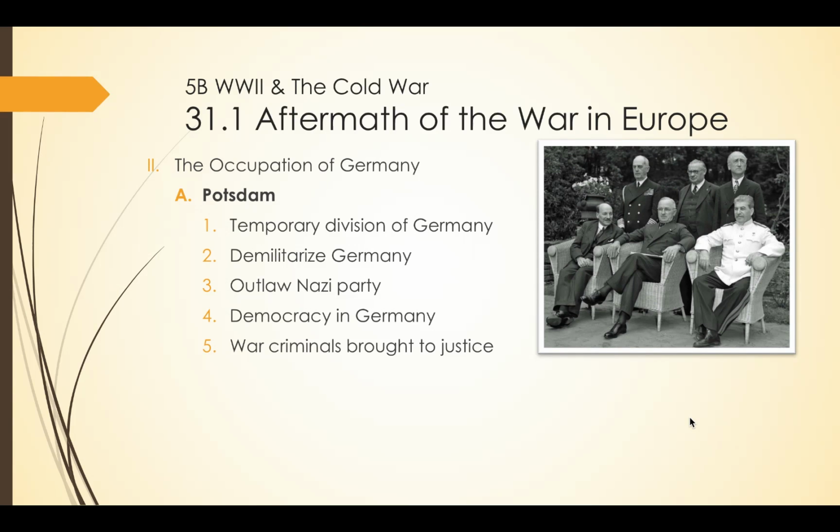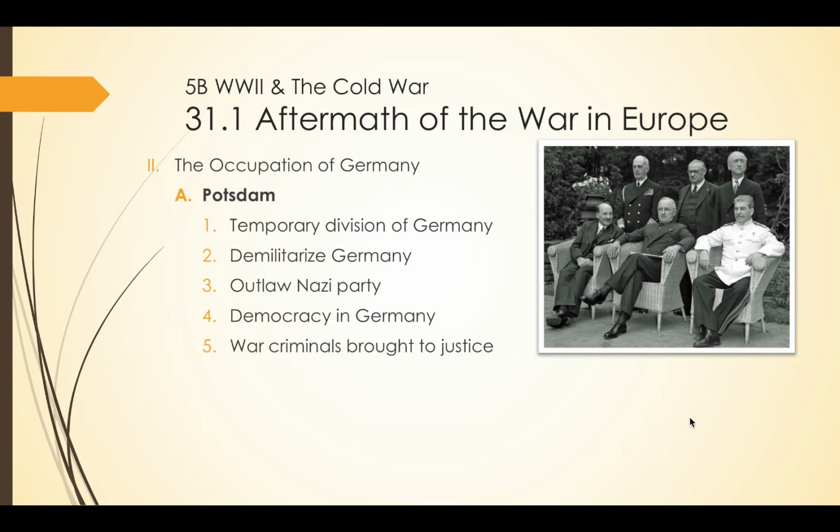The third peace conference actually took place after Germany had already been defeated, and two of the Big Three were no longer in power. Joseph Stalin was still in charge. He's the Soviet premier of a communist country, so he wasn't going anywhere. But FDR had passed away, and so he was replaced by his former vice president, Harry S. Truman. So this is his first big meeting.